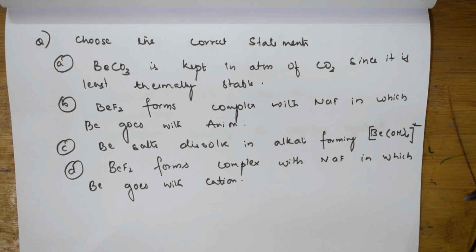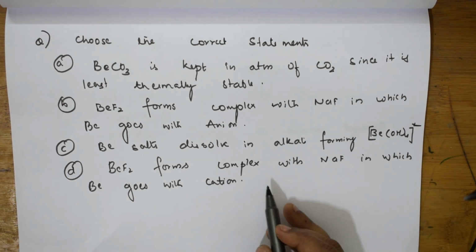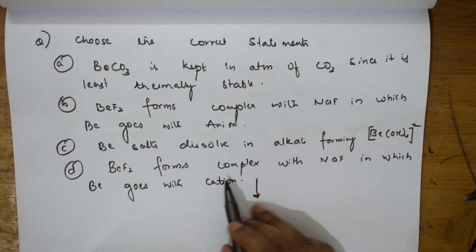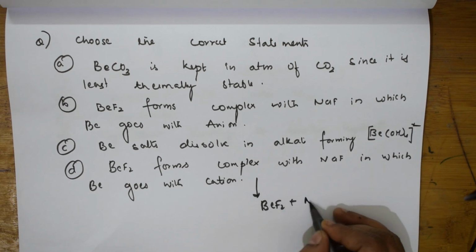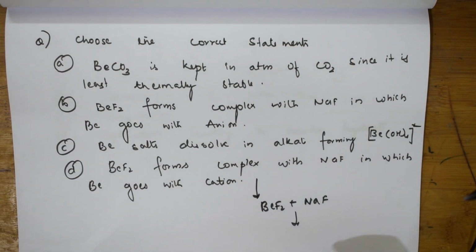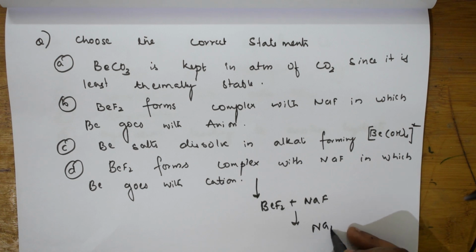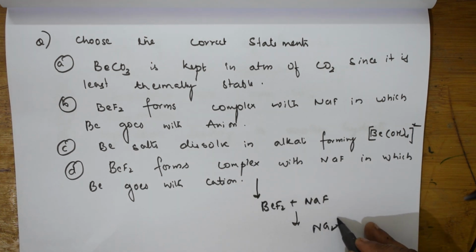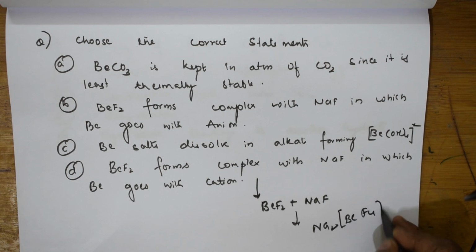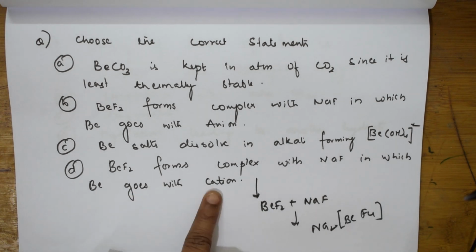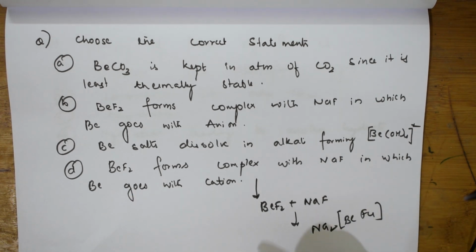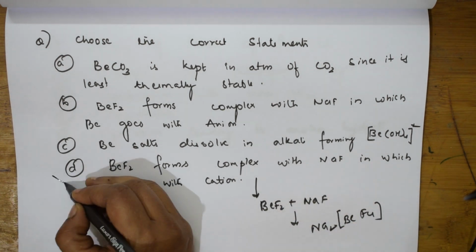Fine, so I need to put the correct statement. I need to remember the concept. Let me see if I can justify. What is this particular one, BeF2? Beryllium F2 combines with NaF. It is going to form a complex, that is Na2. If I take 2 moles of this, Na2BeF4. Here they said BeF2 forms complexes with NaF in which beryllium goes with cation, but beryllium is going with anion. So my whole analysis was wrong. Beryllium is going with anion, so this is a wrong option.